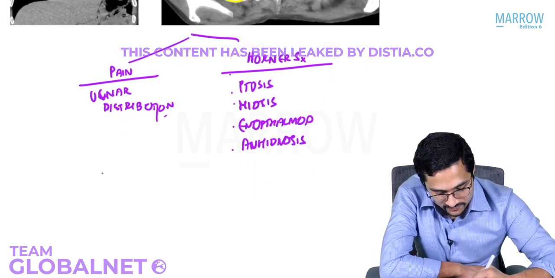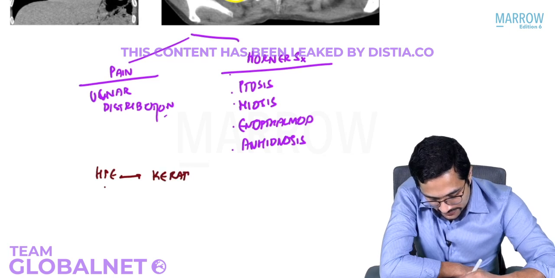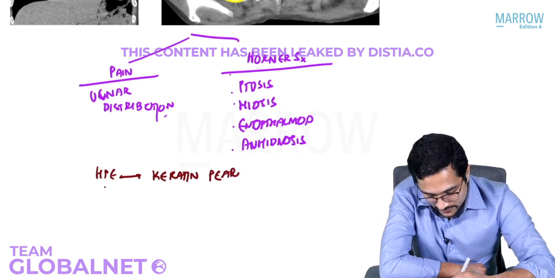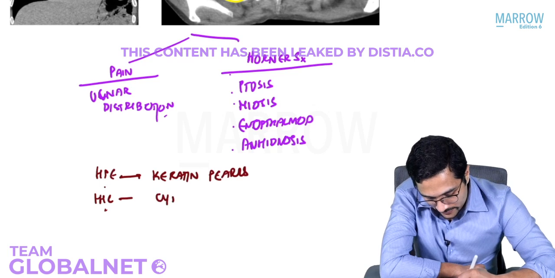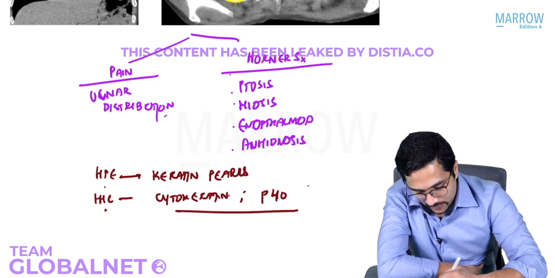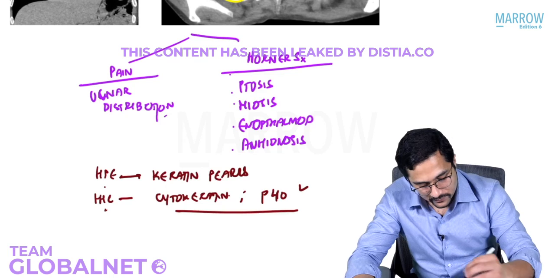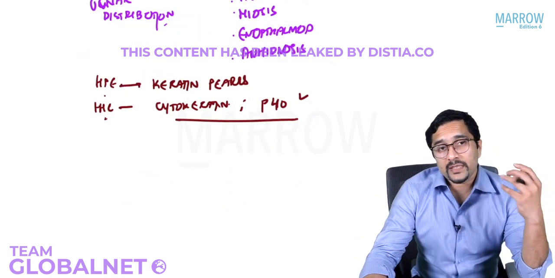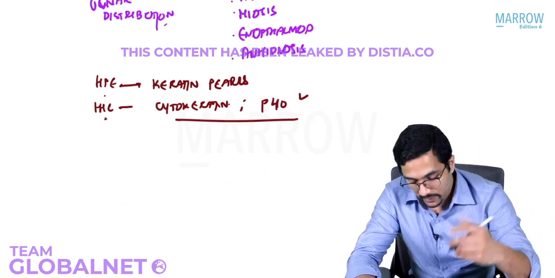On histopathology, we know squamous cell cancers, you will get keratin pearls, which are a characteristic feature of squamous cell cancers all over the body. And the IHC markers are cytokeratin and P40, which are being done for patients with squamous cell carcinoma. Now, squamous cell carcinoma responds well to radiotherapy. So this is a radiosensitive tumor. That is another thing which I want you to remember.